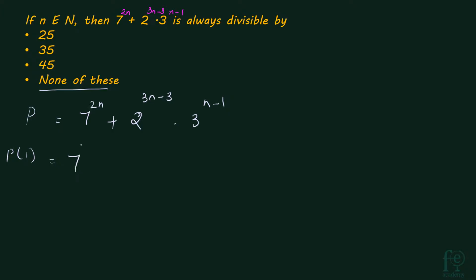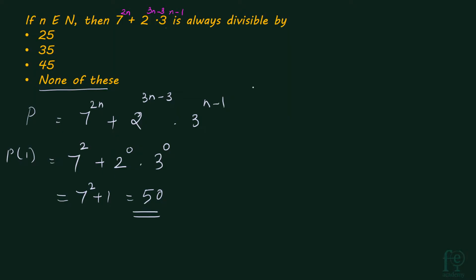P of 1 will be 7 raised to 2 plus 2 into 3 minus 3, which will be giving you 0, into 3 raised to 1 minus 1, which will be equal to 3 raised to 0. So 7 square plus 2 raised to 0 into 3 raised to 0, or 7 square plus 1 is equal to 50. So P of 1 is equal to 50, or P of 1 is divisible by 25. 25 is there in the option, so P of 1 is divisible by 25.